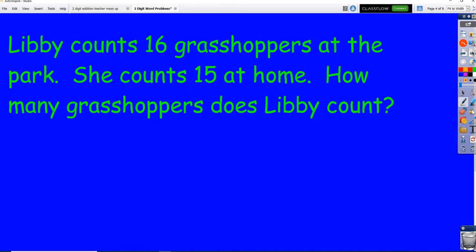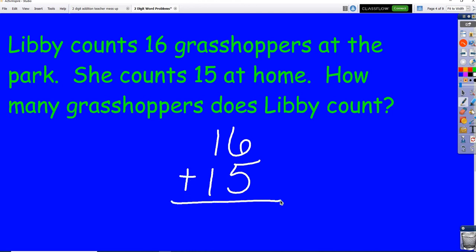All right, here's our next story. Libby counts 16 grasshoppers at the park. She counts 15 at home. How many grasshoppers does Libby count? Alright, so she's got 16 grasshoppers at the park, and then there's 15 at home. How many grasshoppers? It sounds like we'd have to put all those grasshoppers together, wouldn't it? And if I put them all together, I'm probably going to be adding them. You're right. This one's another adding problem because I need to put all the grasshoppers together to find the answer.